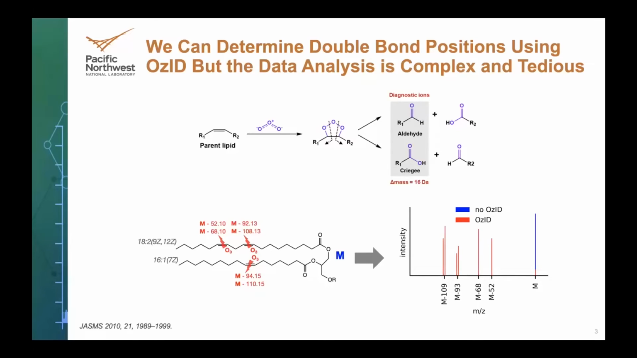To make that a little more tangible, we have this prototypical lipid here, and you can see it's got 3 double bonds. When the ozone reacts with each of these, you get these pairs of fragments with diagnostic masses that will tell you where these double bonds are. And that manifests in our prototypical mass spectrum here.